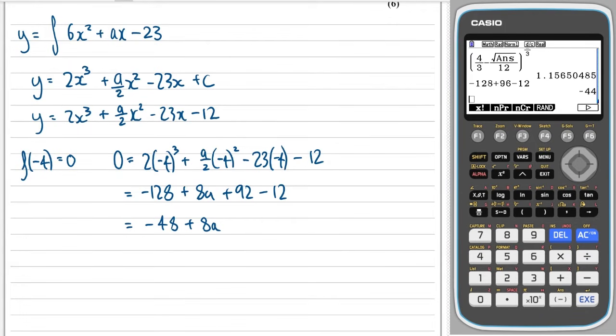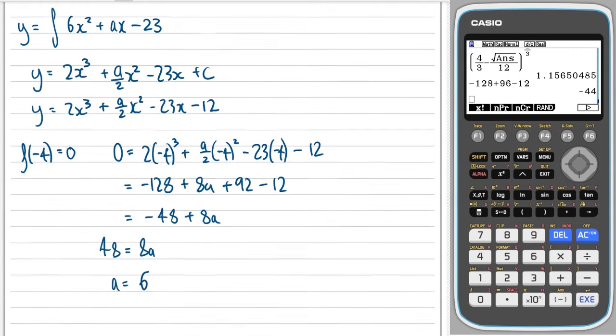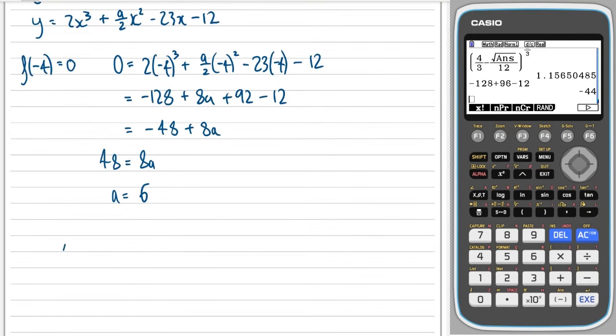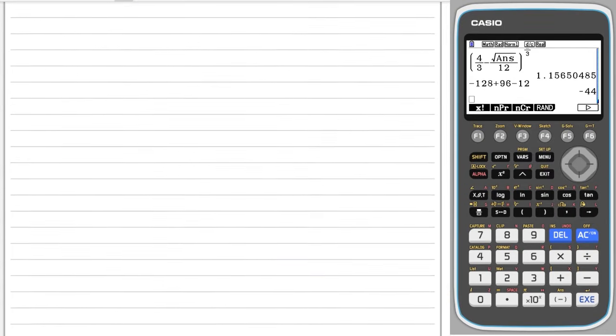And therefore 48 is equal to 8a, so a is equal to 6. Perfect. Okay, so it says find f of x. So f of x is 2x cubed. It's a over 2. You can see up here a over 2. We know that a is 6, so that must be 3x squared minus 23x minus 12. Good job.